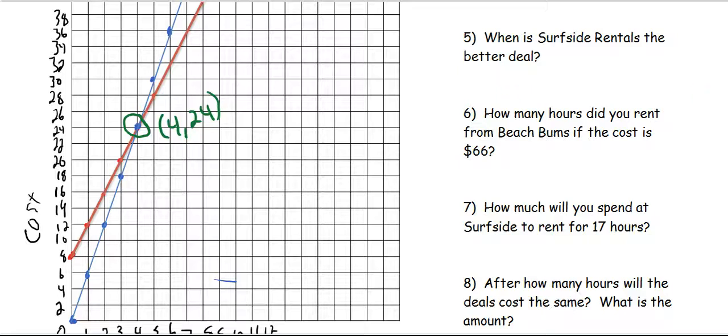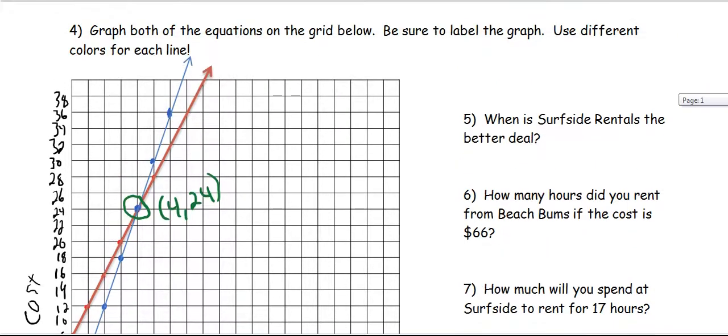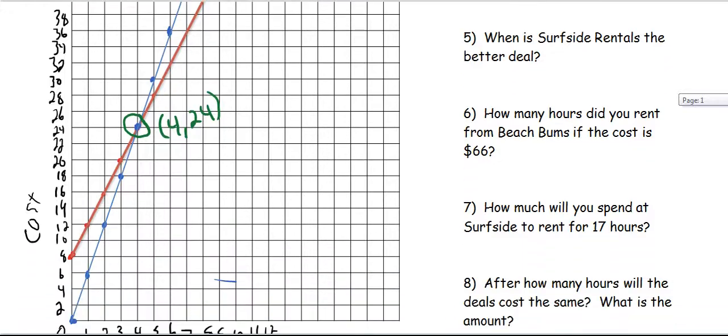Now, let's go back to our questions here. When is Surfside Rentals the better deal? Well, Surfside is a better deal, that's the red line, after 4 hours. So you see this, it's after 4 hours, because before 4 hours, this line's always above. It's always costing more. At 4 hours, it's exactly the same. But after 4 hours, Surfside is going to cost less. So this would be after 4 hours.